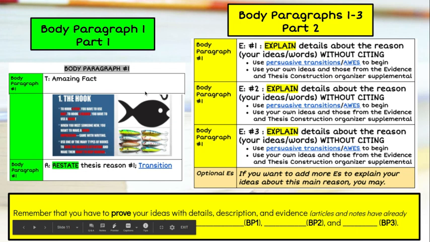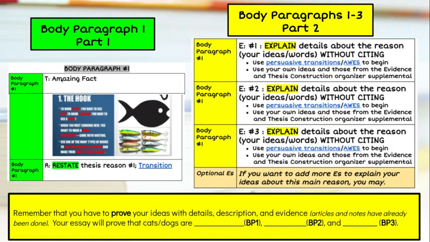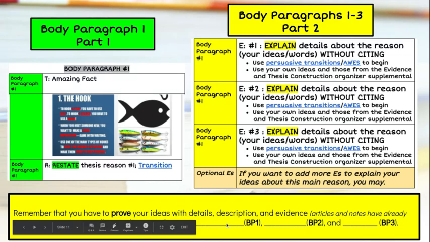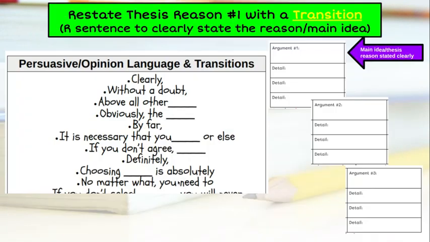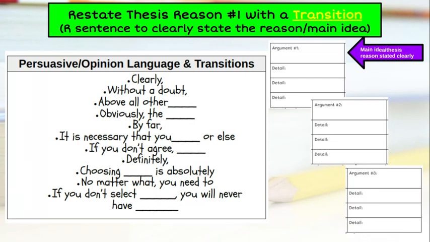So again, you're working on an amazing fact that is related to the body paragraph one idea. If you're not sure about what your body paragraph one idea is, look for your thesis statement. The body paragraph one idea would be the very first reason that you placed in your thesis statement. When you are done with your amazing fact that relates nicely to your body paragraph one idea, your next job is to write the R sentence.